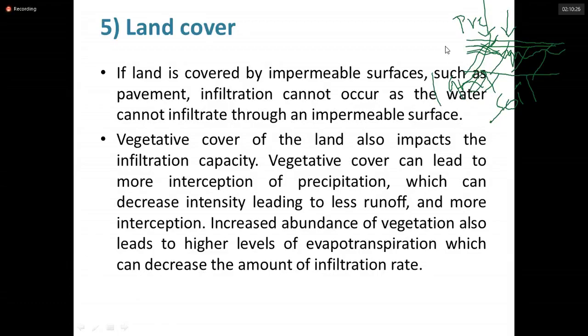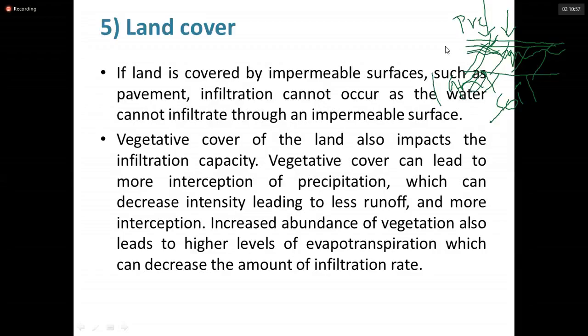If the land is covered by impermeable surface such as pavement, means the cement layer which is used for your walking purposes, that cement portion will not allow water to move further inside. So infiltration cannot occur as the water cannot infiltrate through an impermeable surface.